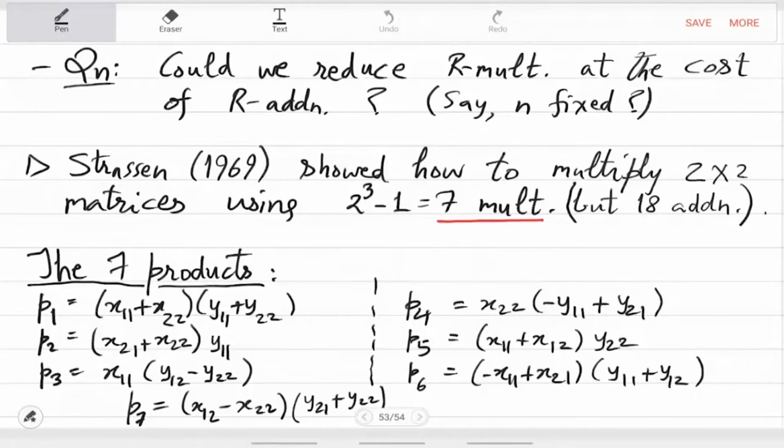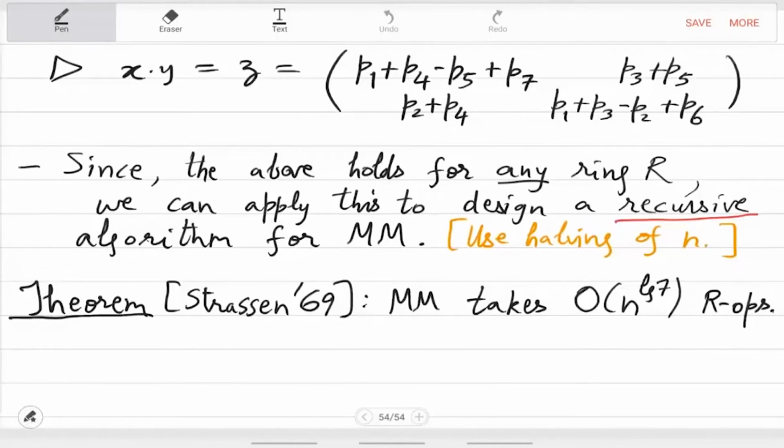And when you compute these products, you have to take care of the order, because remember that X11 may itself be a matrix and Y11 may itself be a matrix. So that product is actually non-commutative. So P1 is exactly that. It is not the reverse. You cannot do Y11 plus Y22 times X11 plus X22. It's exactly in this order. And with that, you can actually check that X dot Y will be this, without using commutativity of Xij and Yij.